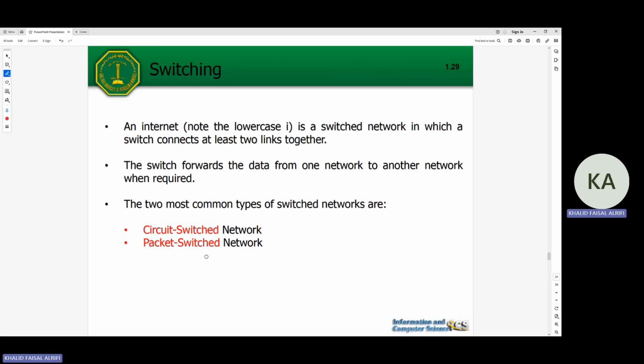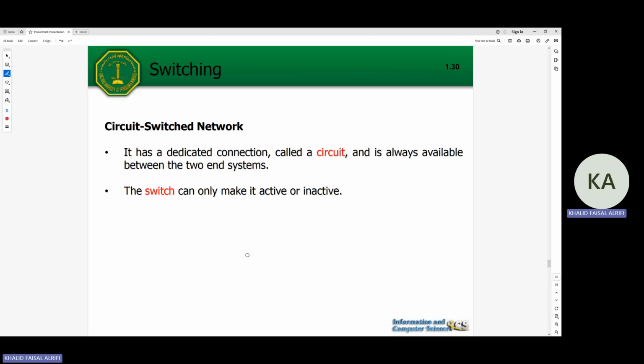The switching: we have an internet node, not the uppercase I, which is a switched network in which a switch connects at least two links together. The switch forwards the data from one network to another when required. The two most common types of switched networks are circuit-switched networks and packet-switched networks, and we will learn more about them now. A circuit-switched network has a dedicated connection called a circuit, always available between the two end systems. The switch can only make it active or inactive.